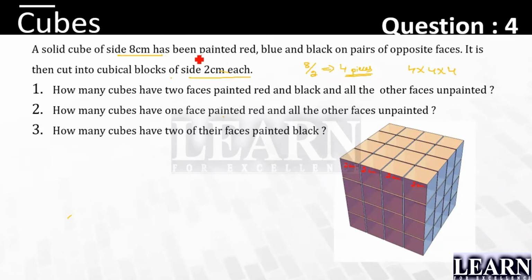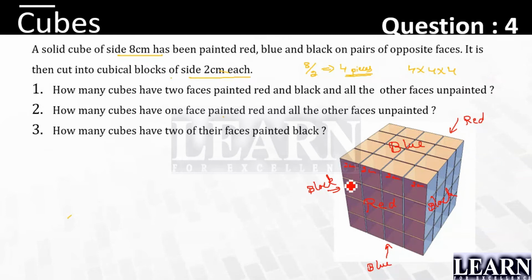They have told us it has been painted red, blue and black on pairs of opposite faces. If this is red, the opposite face is also red. If this is blue, the bottom will also be blue. If this is black, this side will also be black. So this is how it looks.